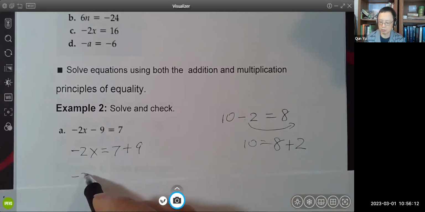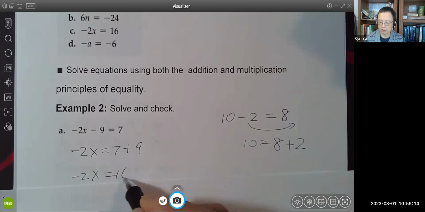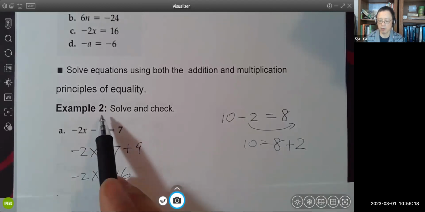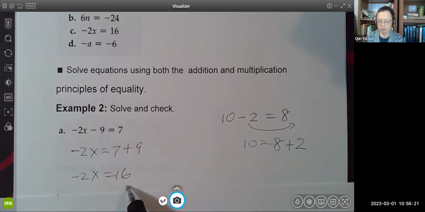Now -2x equals 16. Now we have this structure as in example 1, right? We just divide by -2 on both sides. So x equals -8. -16 divided by -2 is -8.